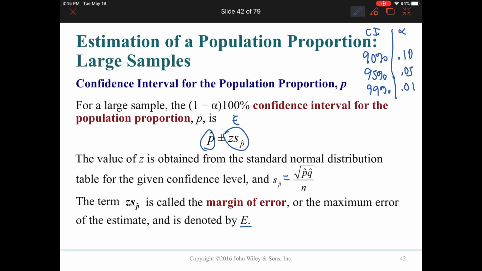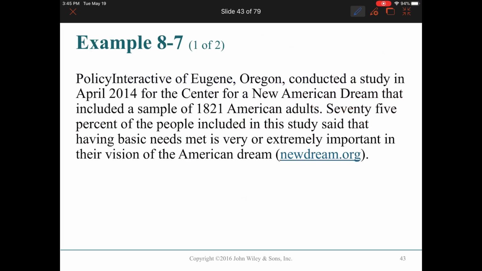Okay, so we have z from the standard normal distribution. This last part here is the margin of error, so I'll put the E right above it. And that's just another style. It's saying almost the same thing as before. It just looks a little bit different, but at least we get to go back to z again.